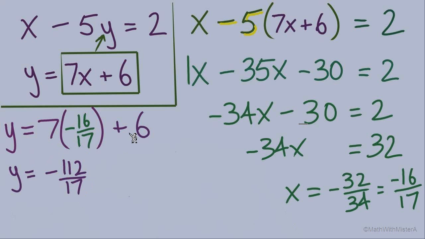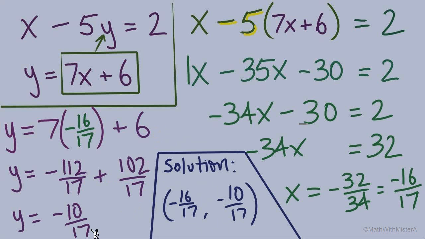Now I'm going to have to add this to a 6. But if I'm adding numbers, I need a common denominator if I'm seeing some fractions. So the 6, I'm actually going to multiply it by 17 over 17. Negative 112 plus 102, negative 10 over 17. So there's our y value.